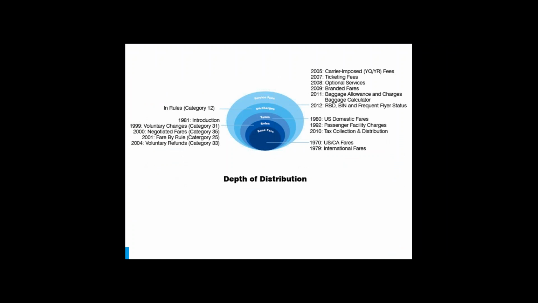In looking at what data we provide, the start began with U.S.-Canada fares only. So we represented U.S. fares and Canadian fares. And then we progressed through the years. We started in 1979 with international fares. And over the years, we've created different products to support the needs of the airlines.